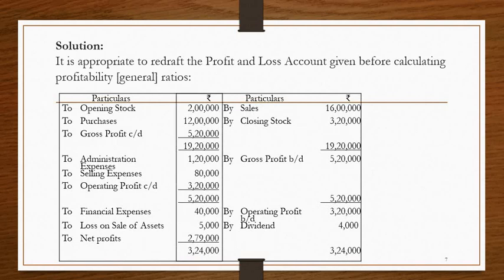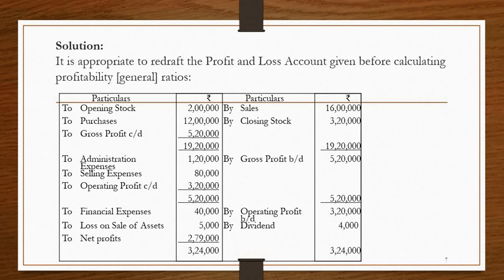First we have to prepare another P&L account here, with the format of particulars and amount, debit and credit side. On the debit side, first we take the opening stock, that is 2 lakh, and purchases 12 lakh. On the credit side, we take by sales 16 lakh and closing stock 3,20,000. So the credit side is more, that is 16 lakh plus 3,20,000, 19,20,000. From that 19,20,000 you deduct opening stock 2 lakh and purchases 12 lakh. So the balancing figure 5,20,000 will be the gross profit.